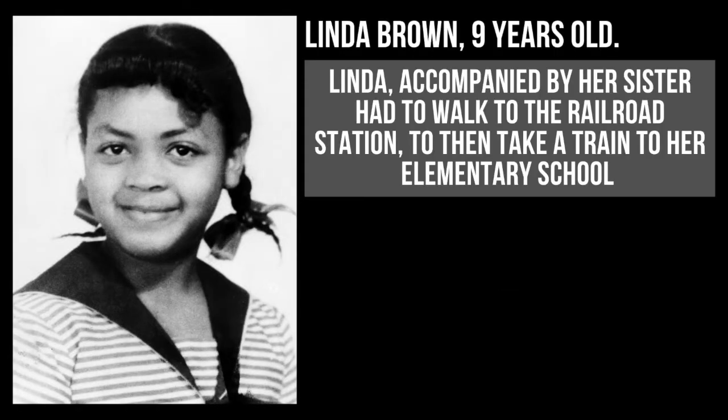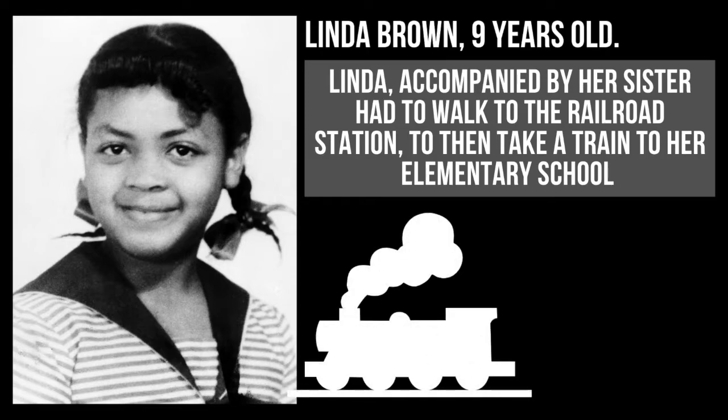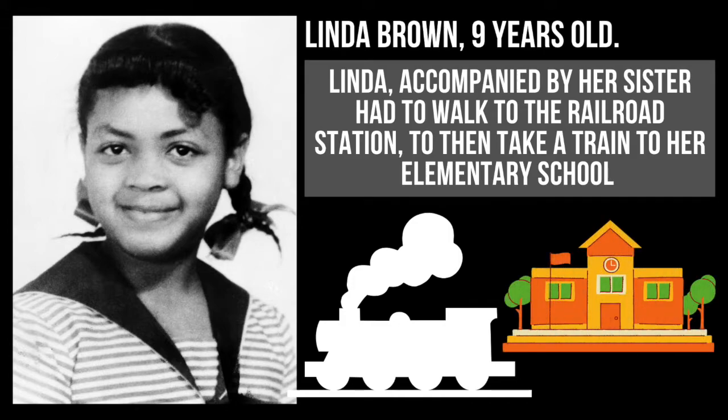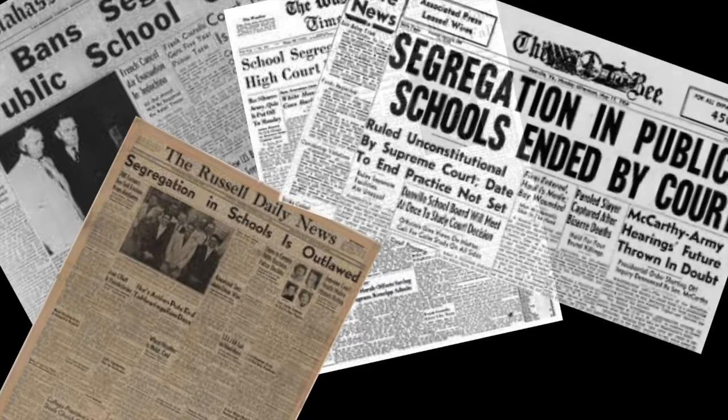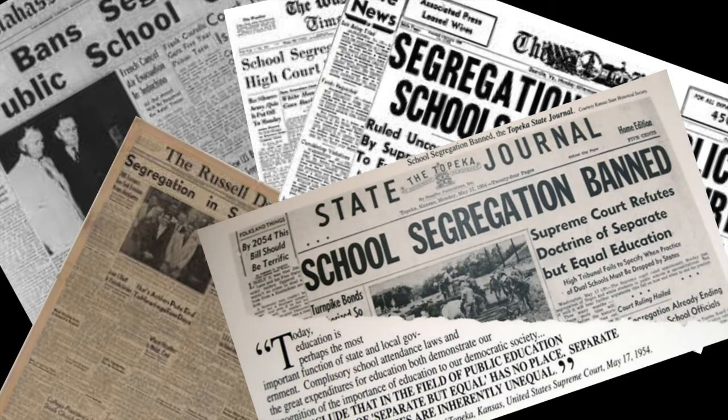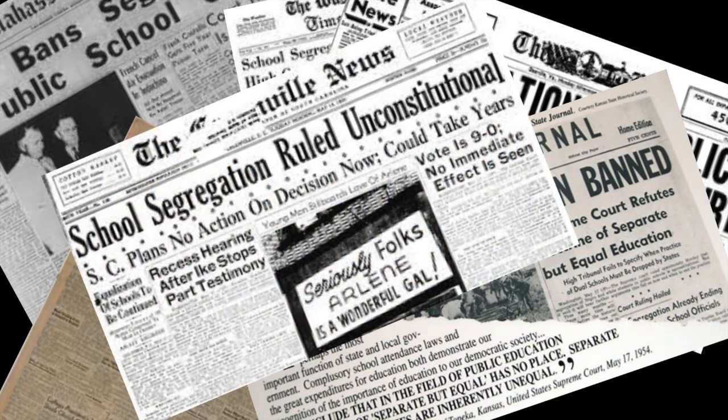This case all began with Linda Brown. Linda Brown was a 9-year-old African-American girl who had to get on a train at the railroad station with her sister in order to get to her all-black elementary school, even though there was an all-white school only 7 blocks away from her house. But, because of her skin color, she had to hop on that train every day just to make it to school. While Linda Brown's story is one of heartbreak, her story isn't the only one. Many African Americans faced these hardships due to the fact that they lived nowhere near their schools.